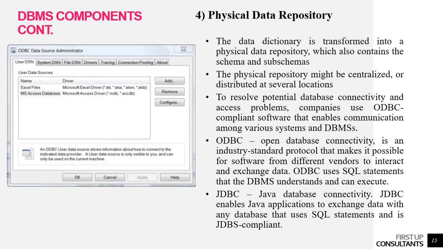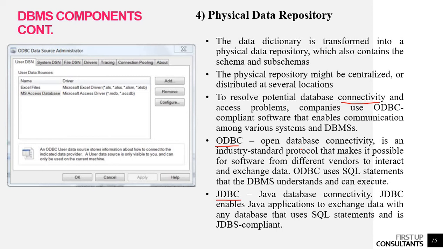Okay, and the last component is about the physical data repository. The data dictionary is usually transformed into a physical data repository. The data repository contains the schema and subschema that we have discussed earlier. The physical repository might be centralized or distributed. Usually they are going to have connectivity, and the most common connectivity is ODBC and also JDBC.